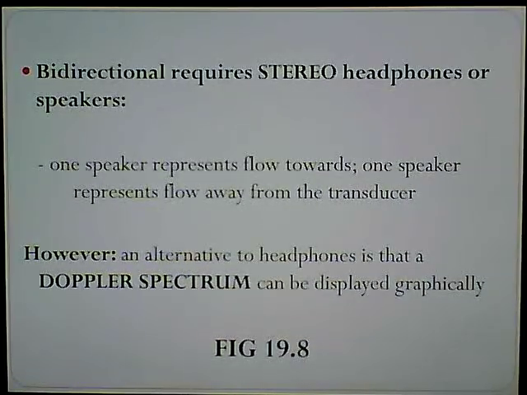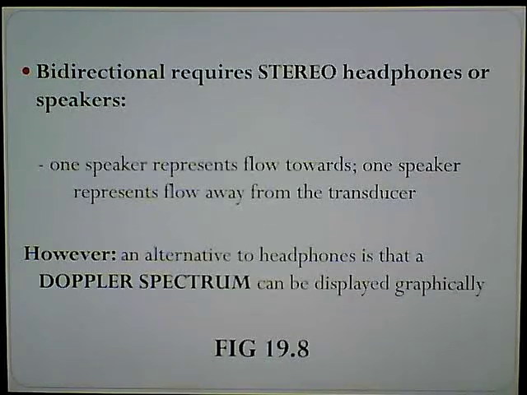Bidirectional requires stereo headphones or speakers. One speaker represents flow towards, and one speaker represents flow away from the transducer. And it's kind of neat. It's kind of a very old school thing, but these old ABI machines that we just listen for pulses with, the right ear might be the one towards and the left might be the one away. It just worked then.